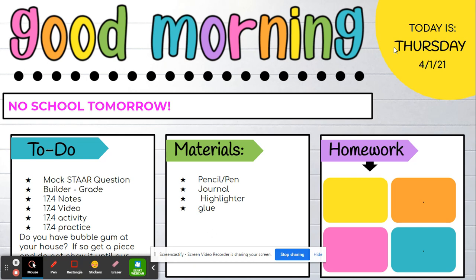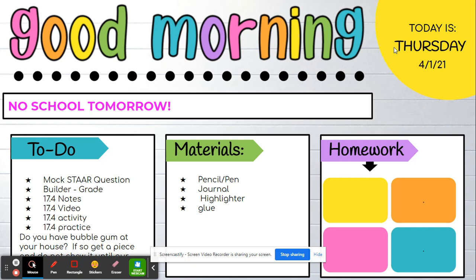So what we did today, we went over two of our questions for our mock star. Our builder needs to be turned in today. Builder 24 needs to be turned in for a grade today. We graded it in class. We went over our 17.4 notes video. We did an activity. I'm going to show you the data that we received on that activity. That's where the practice comes in.